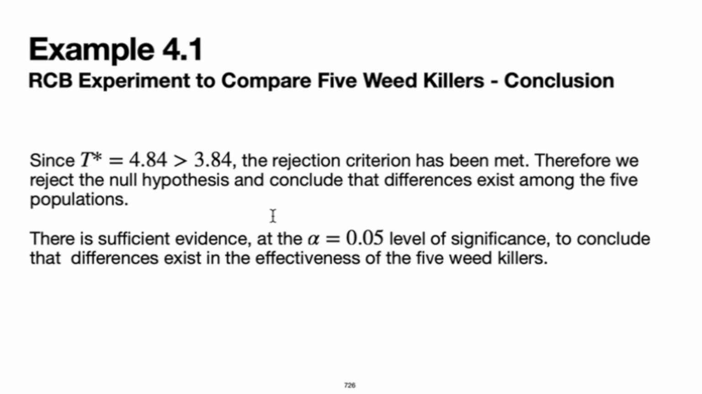Therefore, we would reject the null hypothesis and conclude that differences do exist among the 5 populations with 5 weed killers. So there is sufficient evidence at the 0.05 level of significance to conclude that differences do exist in the effectiveness of the 5 weed killers. Now, this macro that I've written at this point does not produce box plots. I may add that at some point.